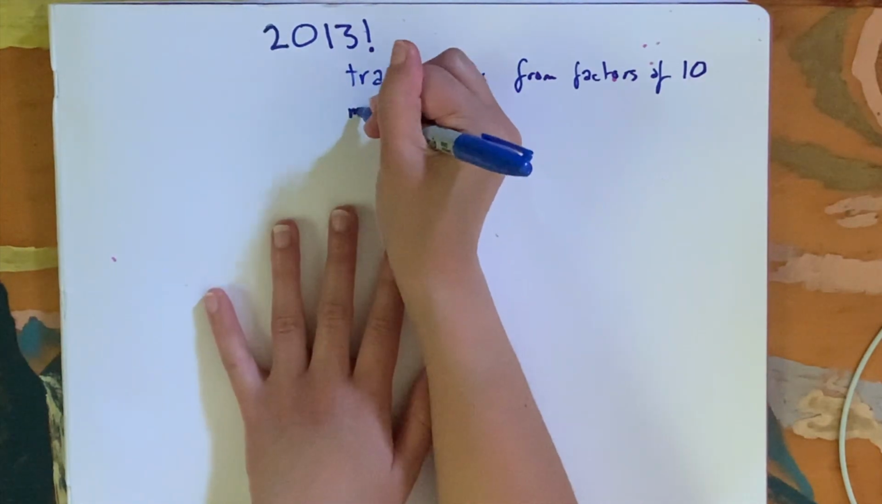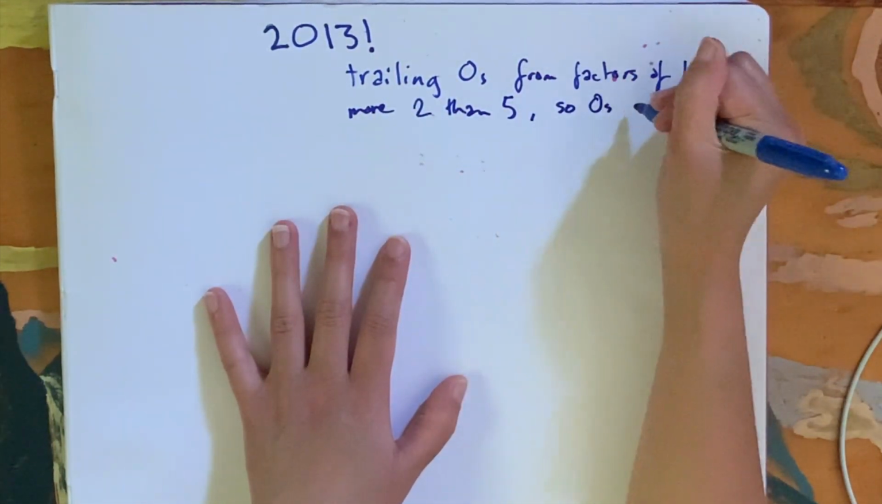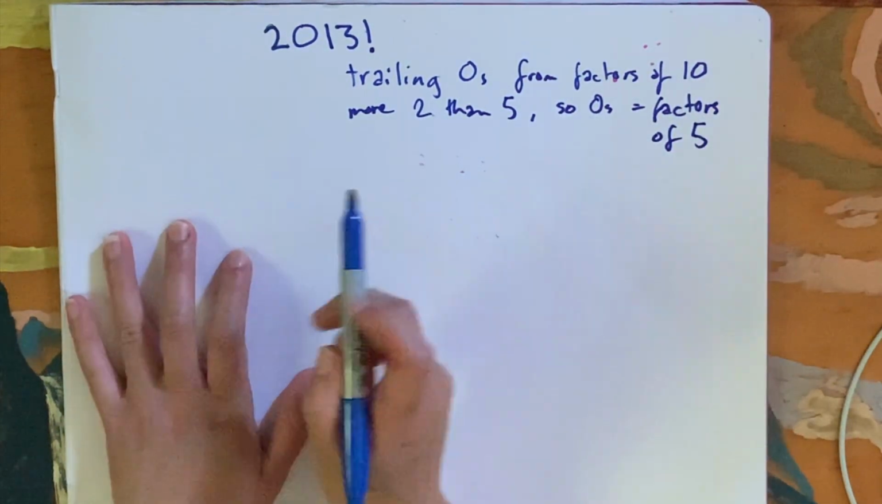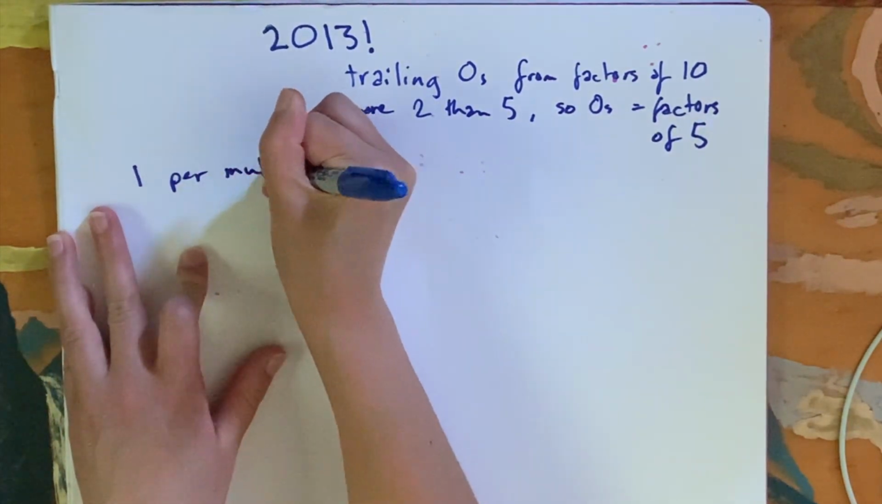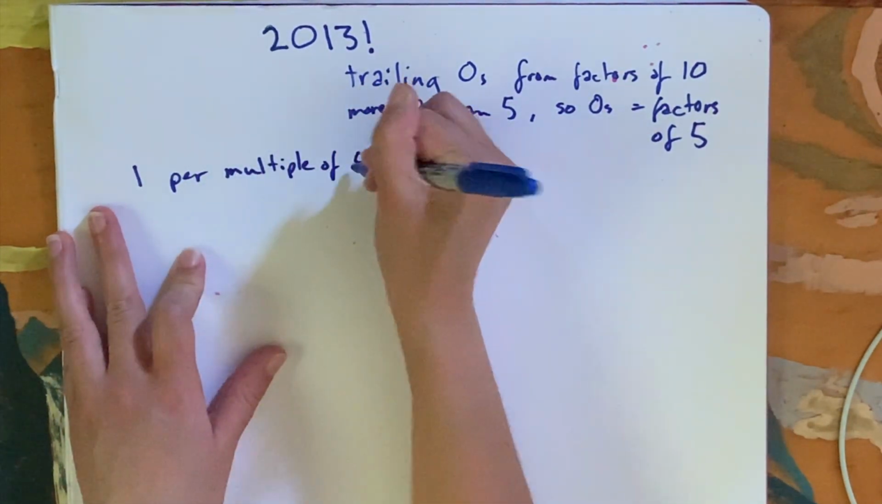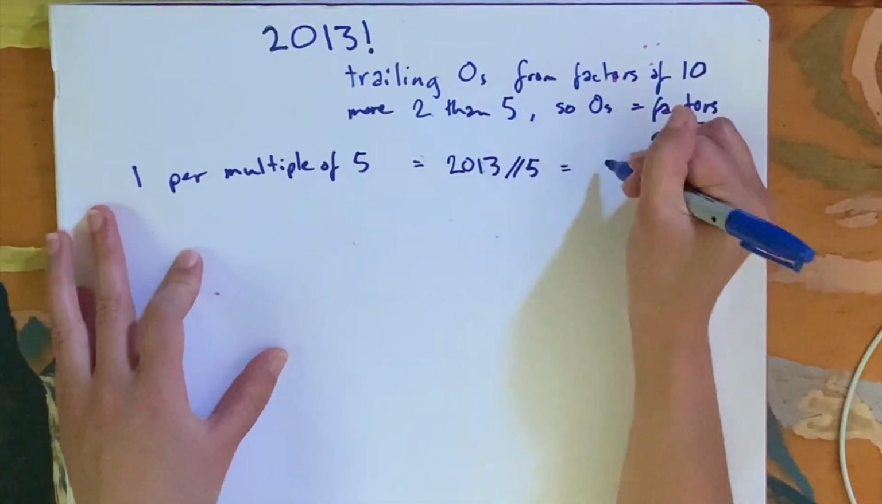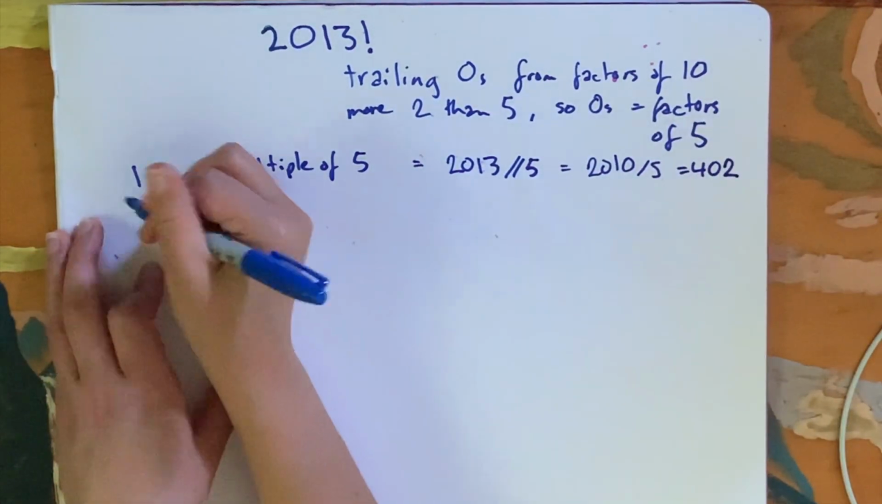Because there are way more factors of 2 in 2013 Factorial, we only need to count the number of factors of 5 that are present. So how many factors of 5 are there in 2013 Factorial? Well, there's 1 per every multiple of 5 that's less than 2013. So how many of those are there? Well, the greatest multiple of 5 under that is 2010, so we divide that by 5 and get 402 multiples of 5.